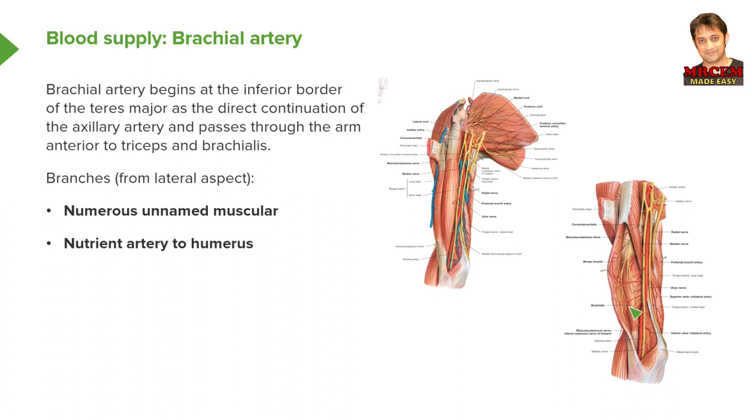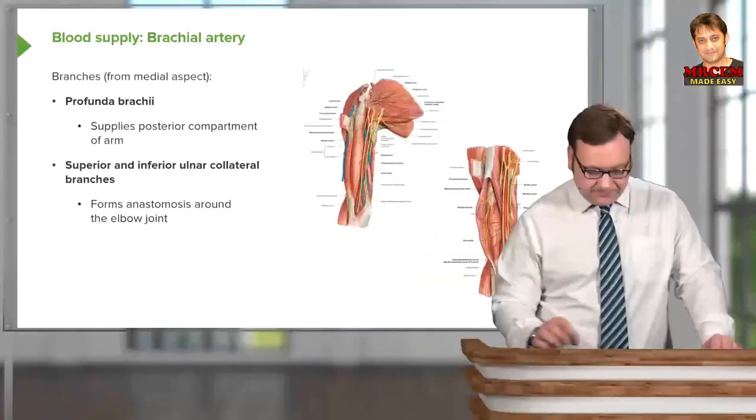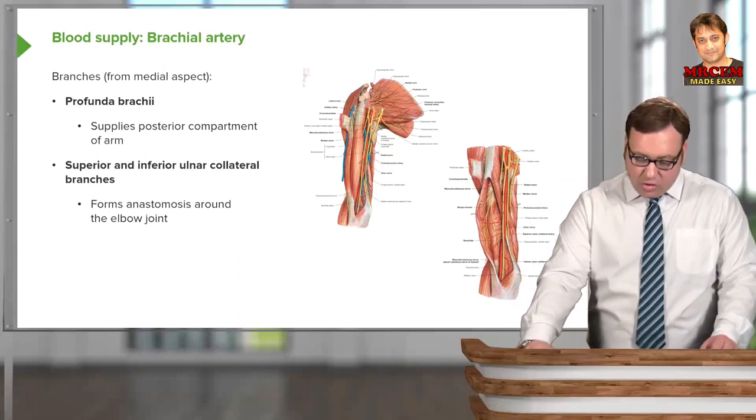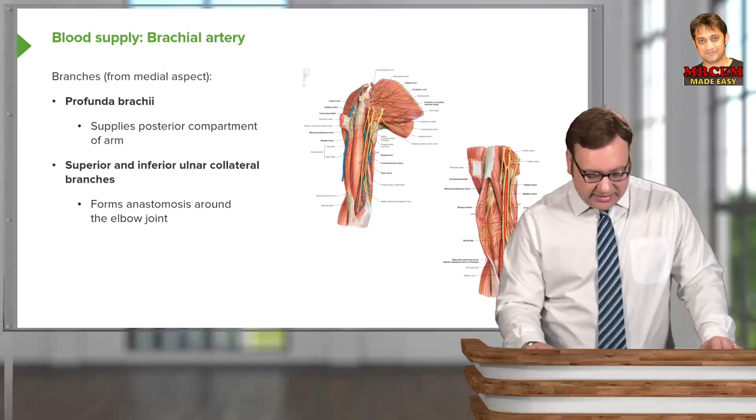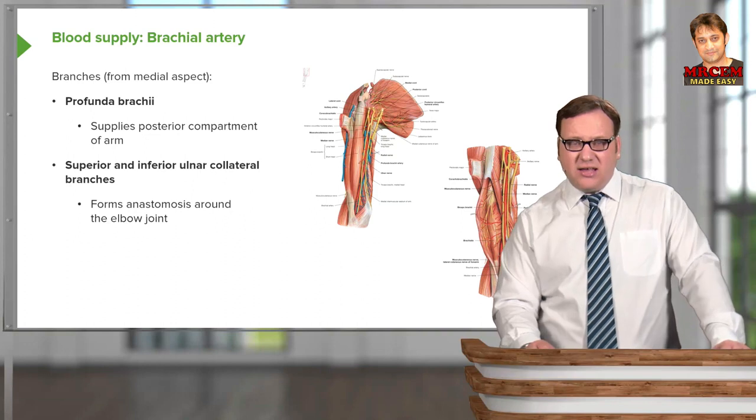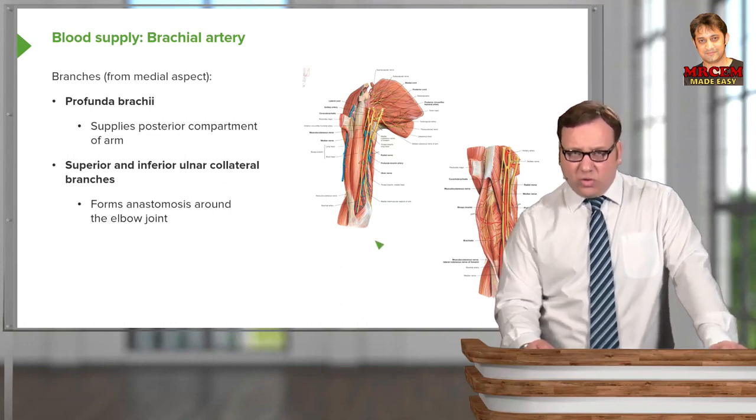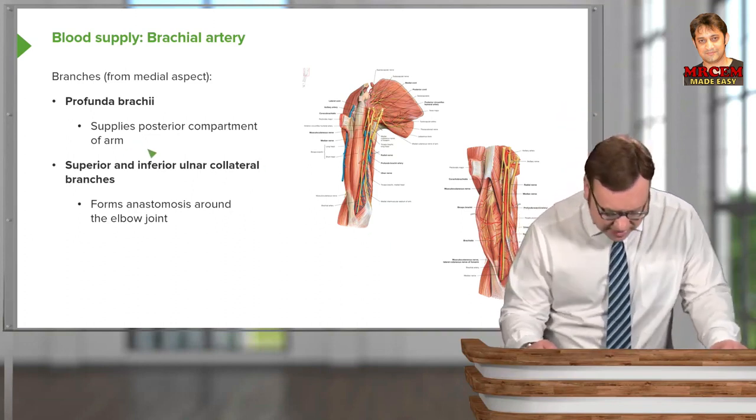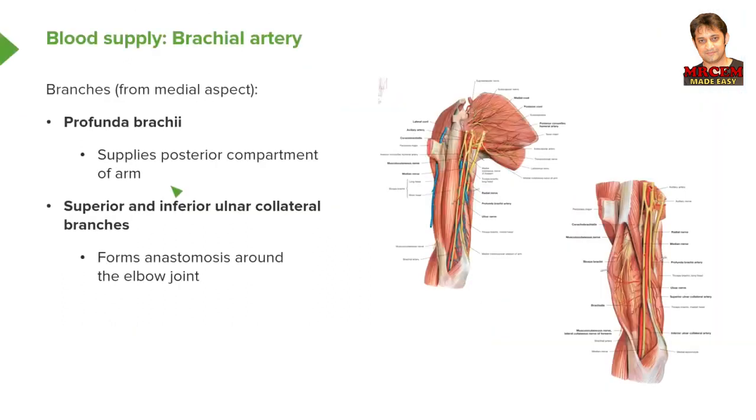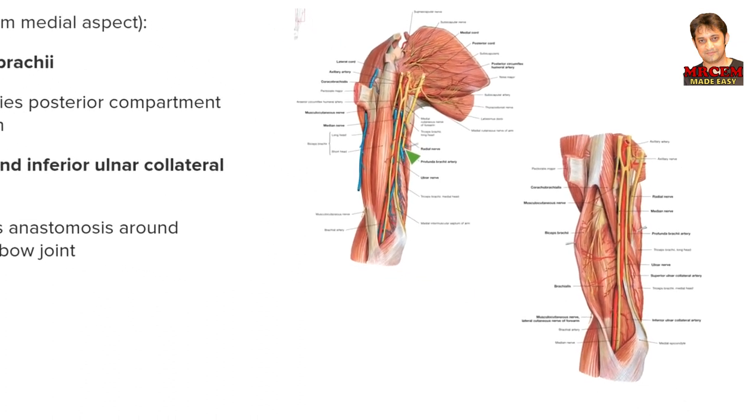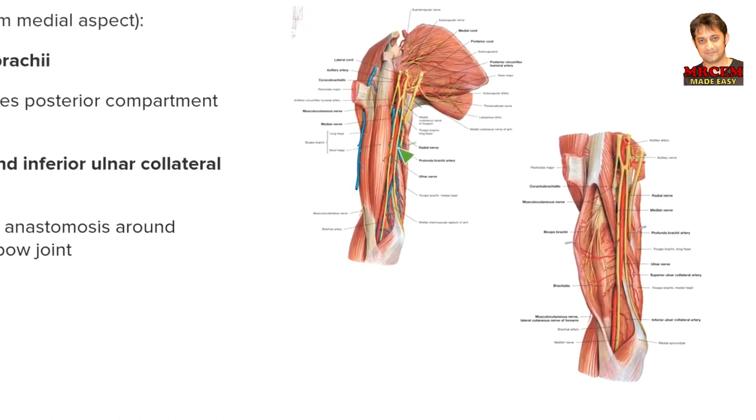Coming off laterally as well is the nutrient artery to the humerus. Like we had a nutrient artery to the clavicle, so we have a nutrient artery to the humerus. Coming away from its more medial aspect, we have profunda brachii, and profunda brachii is an important artery as it supplies the posterior compartment. We can just about make out that passing here. We'll see that in greater detail when we look at the posterior compartment.